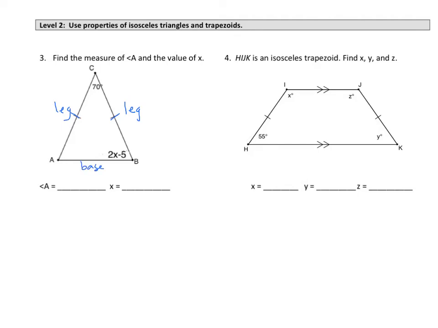The two angles that are across from the congruent sides are called base angles, and they are congruent. So angle A and angle B would be congruent. They have the same measure. So we call those base angles. And then the angle that's not one of the two congruent angles, up here at the top, we call the vertex angle.